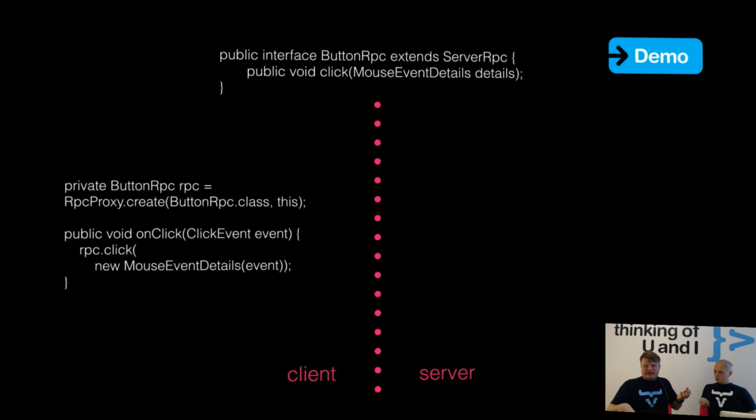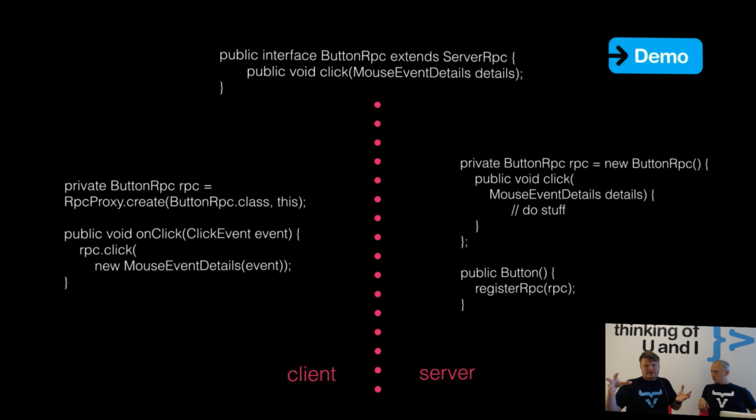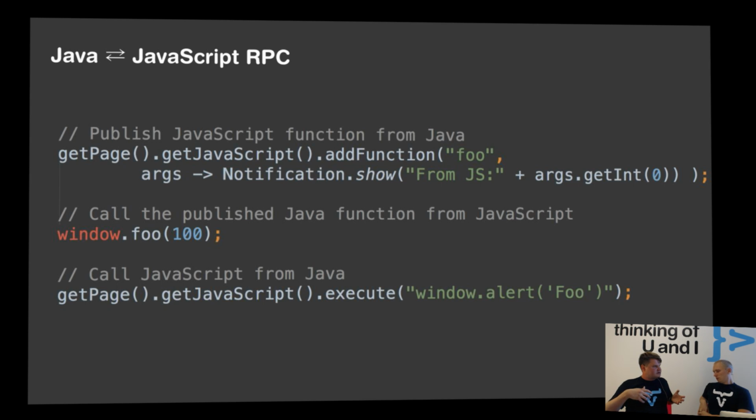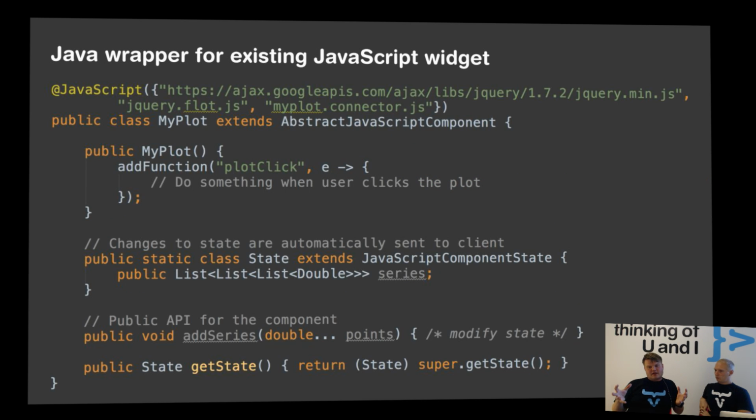I won't go into details, but you can write remote procedure calls from server to client or client to server really easily with one class. You can write this in Java. You can also write this in JavaScript. So you can take any existing JavaScript widget out there and integrate it really easily with Vaadin. There is even a built-in wrapper in Vaadin that can be used to wrap around these existing components, called AbstractJavaScriptComponent. So you just start using that, and you can use any JavaScript component in Vaadin directly.